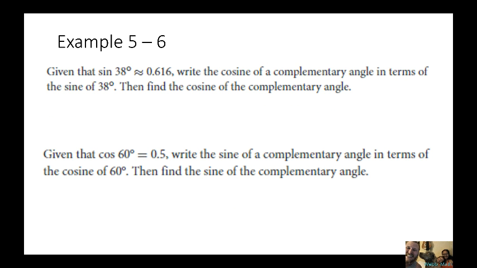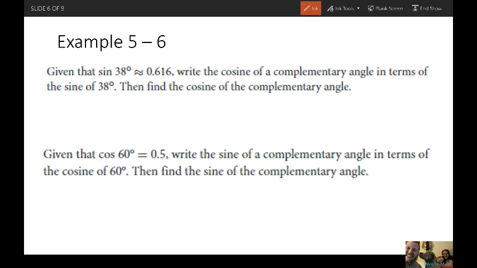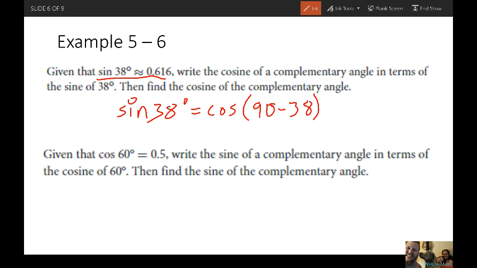So example 5 through 6, we have the sine of 38 degrees equaling this ratio. So use your complementary angles from your last slide. Sine of 38 degrees equals cosine of 90 minus 38. Because again, complementary angles both add up to 90 degrees, so we know that the missing piece has to be the difference between 90 and 38. And you should get 52.